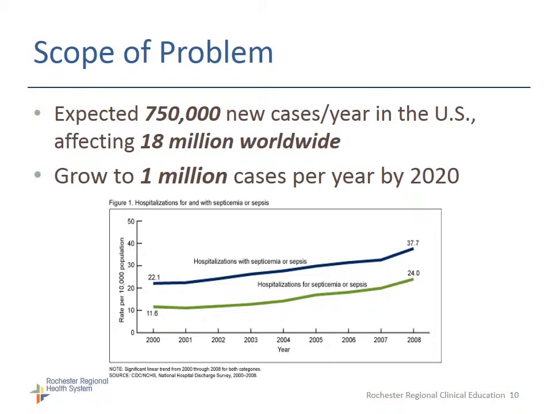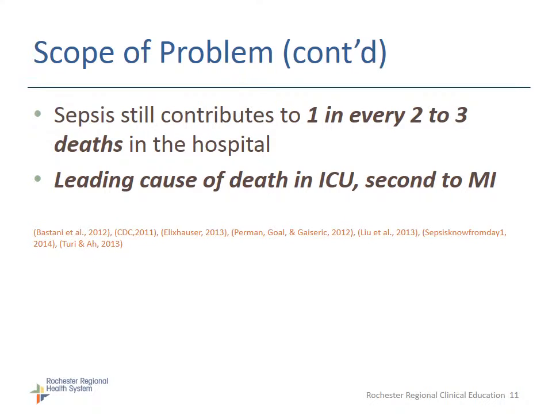It is expected that there will be 750,000 cases of sepsis per year in the US, affecting 18 million worldwide. It is also expected to grow to 1 million cases per year by 2020. This is a graph from the CDC, which shows that from 2000 to 2008, patients hospitalized for sepsis more than doubled in the US. Sepsis still contributes to 1 in every 2 to 3 deaths in the hospital. It is the leading cause of death in the ICU, second to MI.